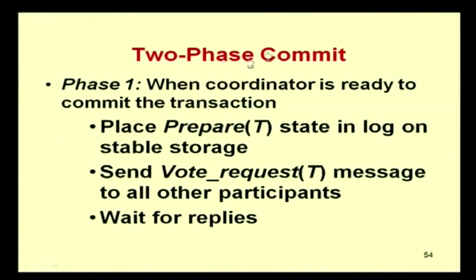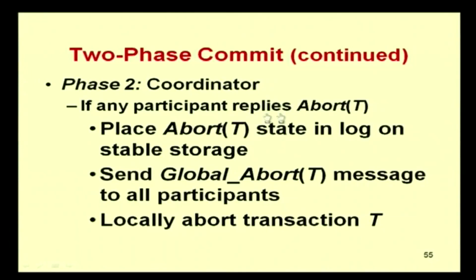So, the two-phase commit works this way. Phase 1: when the coordinator is ready to commit the transaction, it places the prepare T state in the log on stable storage, sends a vote request message to all the participants, and then waits for replies. This is what the coordinator will do. In phase 2, if any participant replies abort T, you place the abort T state in the log on stable storage, send a global abort T message to all participants, and then locally abort the transaction T.